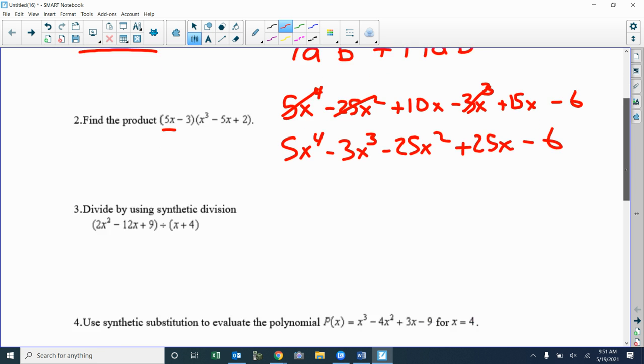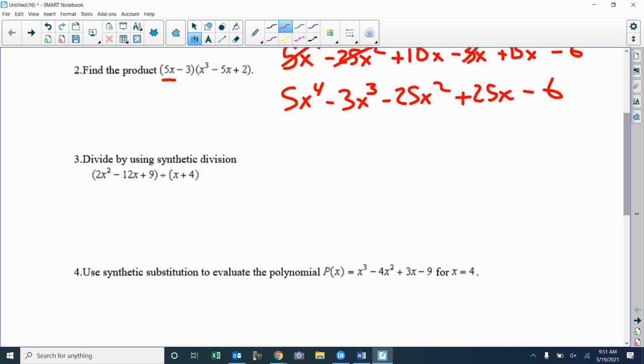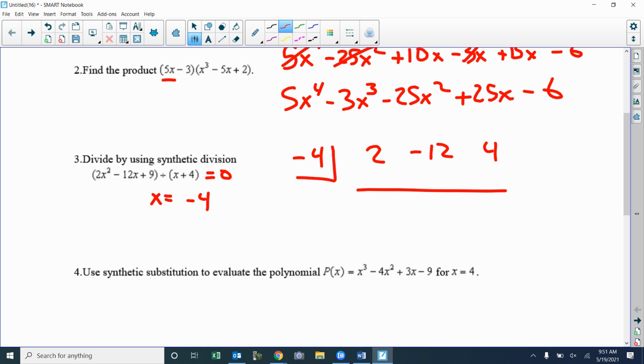Synthetic division. All right, remember there, we're gonna have to set this equal to 0 and solve, so we're gonna end up with -4. So we're gonna put -4 in our box. We'll go down in order, we don't have to worry. So we got 2, lead coefficient 2, -12, and 4. Bring down the 2. 2 times -4 gives me -8, which gives me -20. -20 times -4 will give me 80.